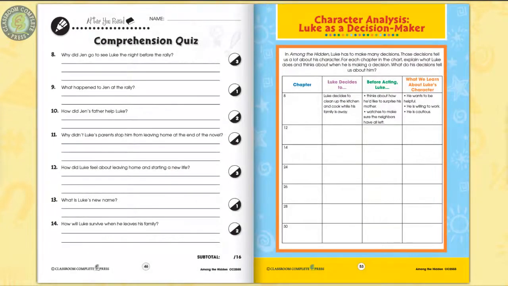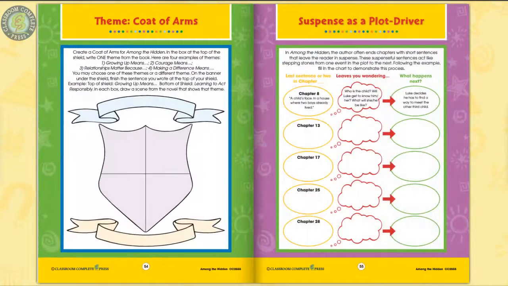3 color posters, which are graphic organizers, complete the resource. Create a coat of arms detailing one theme from the novel.